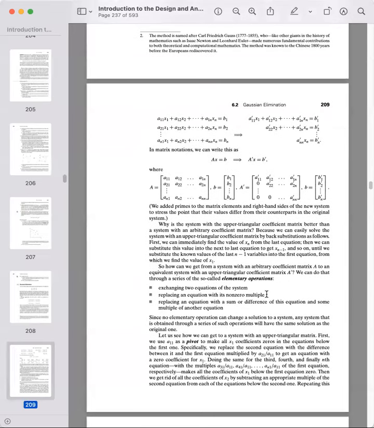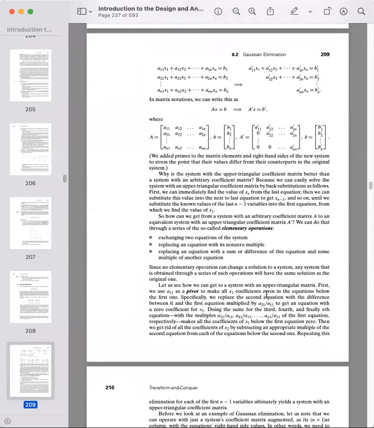To do this, we're first going to put our problem in terms of the coefficient matrix and the answer matrix. We're going to combine those together, and then we're going to move this arbitrary coefficient matrix A through the following steps. We can exchange two equations if you want. You can move them around. Here's the key part: you can replace an equation with its non-zero multiple. You can just multiply everything in a row by something, or you can replace an equation with a sum or difference of this equation and some multiple of another equation. That's how we're going to get to the zeros here.